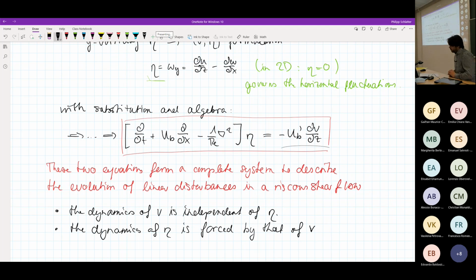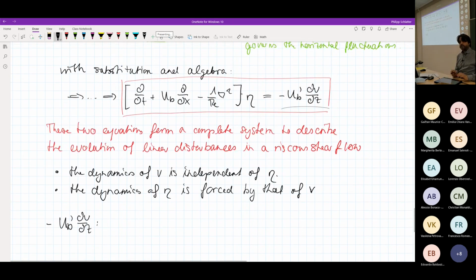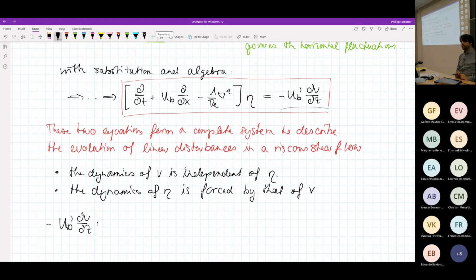So that means we may want to actually try to understand a little bit better what this strange term is, or what it actually does. So let's look at that. So the term is like this: UB prime dV dz. And this term appears as a source term in the vorticity. So what could that be?